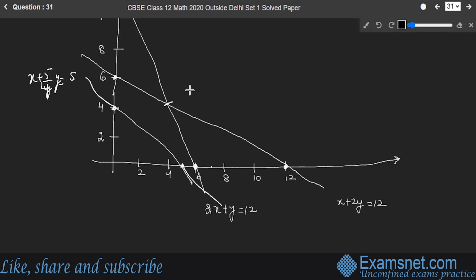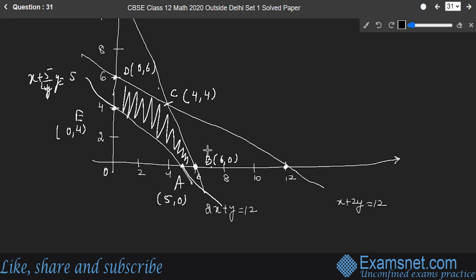This point, when you plot on the graph, will be 4, 4. Let's say this is O, this is A, this is 5, 0. This is B, 6, 0. That's C, 4, 4, and this is D, which is 0, 6. Let's say this is E, which is 0, 4. All right. So this is the shaded part.